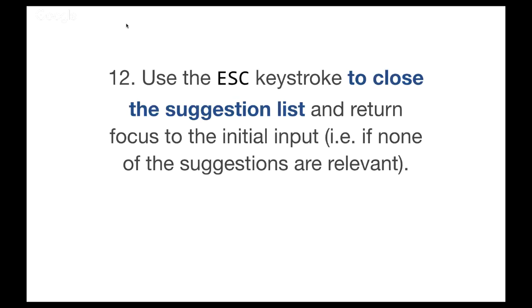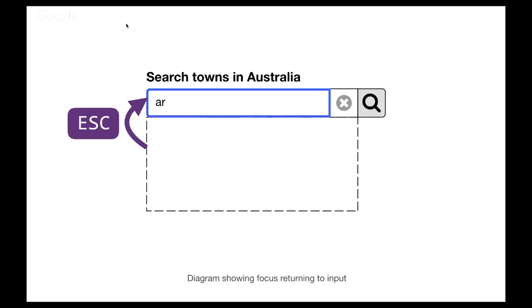Another thing is that users should be able to use the escape keystroke to close the auto-suggest list when it's open, and that also should send the focus back up to the initial input. So for example, a user starts typing and a whole bunch of suggestions come up, and none of them are what they're really wanting, so they can hit escape and then go back up to the input. So in this diagram, the escape key is shown to send focus back up to the original input.